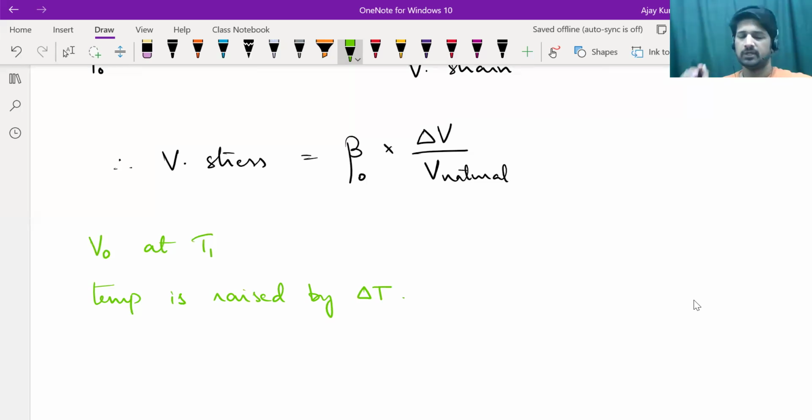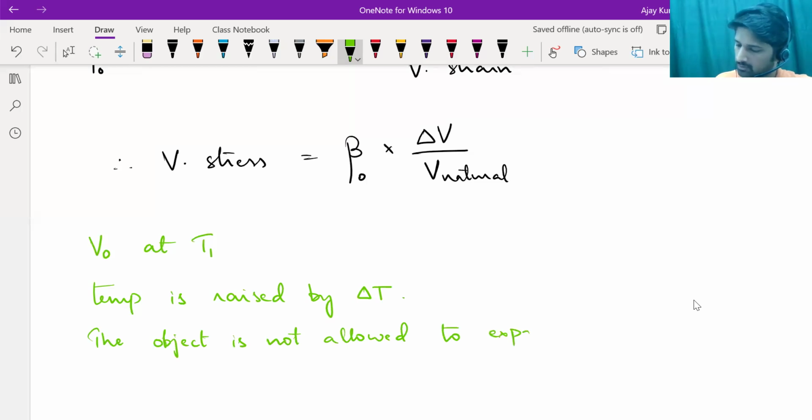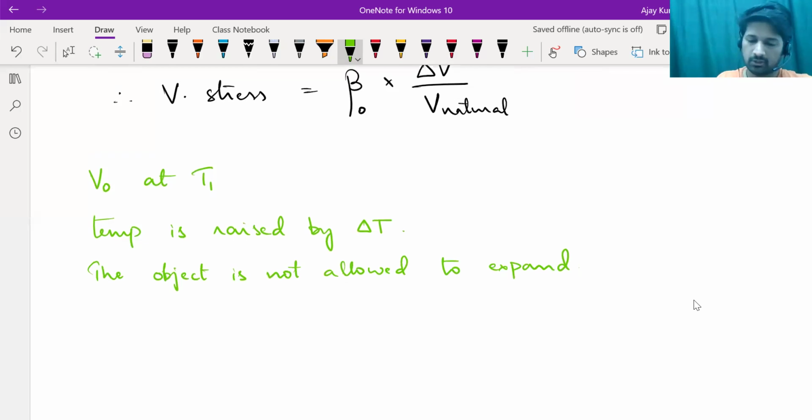If it is allowed to expand, it will take that new volume. But suppose we don't allow it to expand. Okay, so the object is not allowed to expand. It wants to expand, but you are not allowing it to expand. So what will happen? Stress will get developed. Derive an expression for volumetric stress.